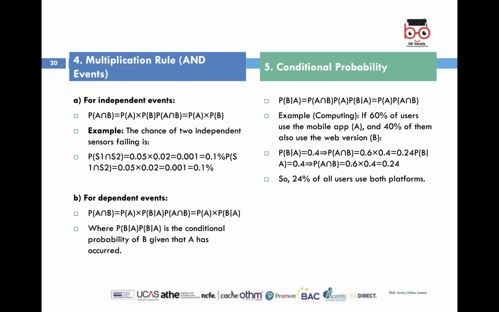An example in computing is that if 60% of users use the mobile app, and 40% of them also use the web version, P(B|A) equals 0.4, which means that P(A and B) equals 0.6 times 0.4, which equals 0.24.